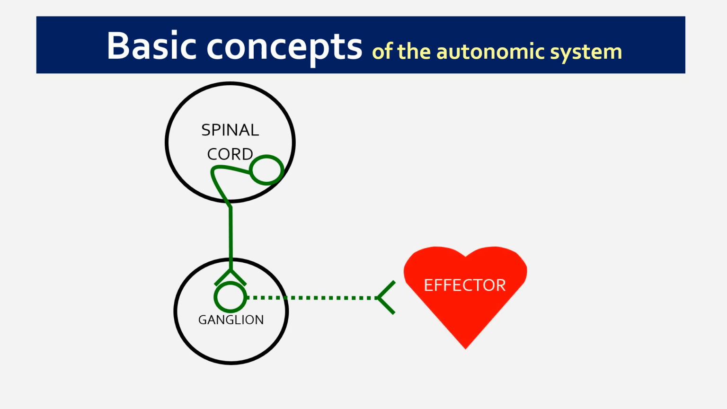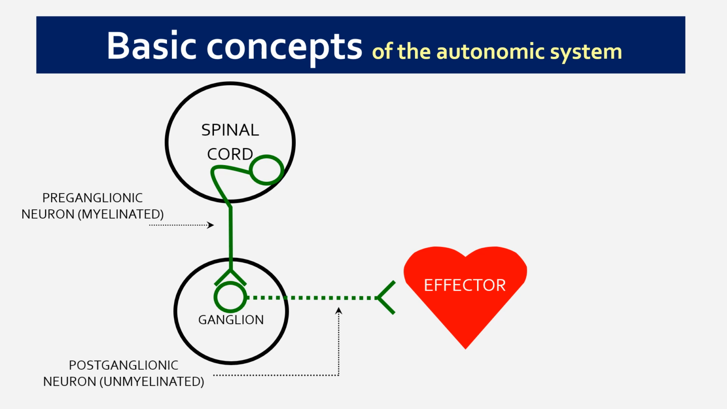We're showing here just 2 neurons, but obviously there are lots of neurons following this course for a particular spinal cord segment and a particular ganglion and a particular effector organ. Then we have the preganglionic neurons and the postganglionic neurons. These are the 2 names given to the 2 sets of neurons, one leaving the spinal cord and going to the ganglia, the preganglionic, the second going from the ganglia onto the effector. These are postganglionic. The preganglionic neurons are myelinated, meaning they're covered in electrical insulation tape and their signal travels faster. The postganglionic neurons are unmyelinated.